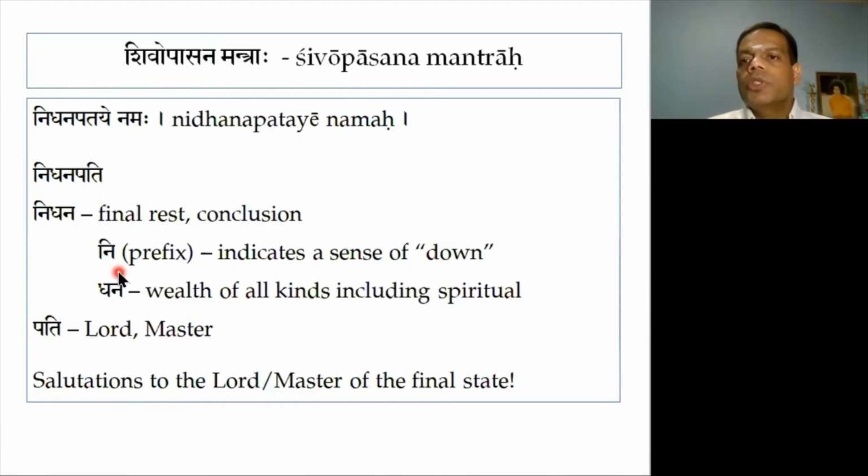There are other words which you may have come across. Nivasa. It's a very common word. Nivritti. These are two words you may have come across. So let's take Nivasa. Vasa means one who resides somewhere. Vasati means to live in some place called Vasa. Like Kailasa Vasa, one who resides in Kailasa.